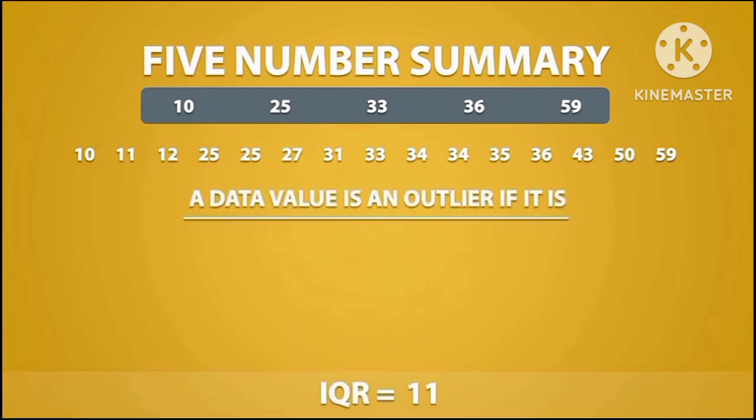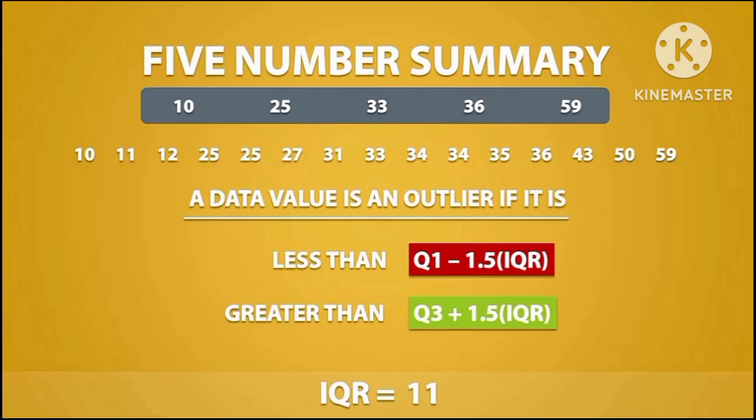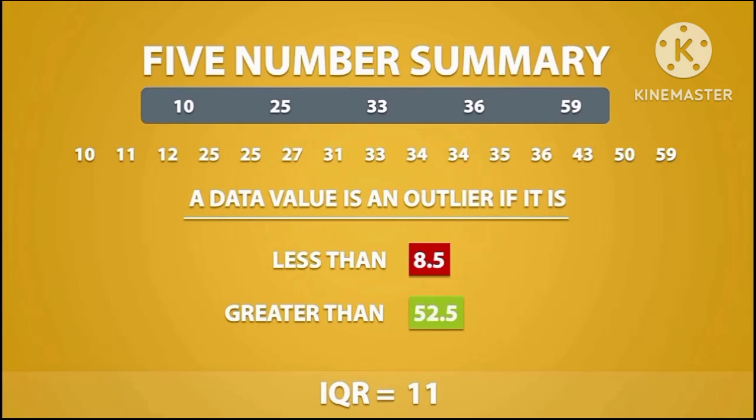Now, we said that a data value is an outlier if it is less than Q1 minus 1.5 times the IQR, or if it's greater than Q3 plus 1.5 times the IQR. At this point, mag-start na tayo mag-substitute. Yung value ng Q1 natin is 25, yung Q3 natin is 36, yung IQR naman natin is 11. And so we can say that the data value is considered to be an outlier if it is less than 8.5 or if it is greater than 52.5.